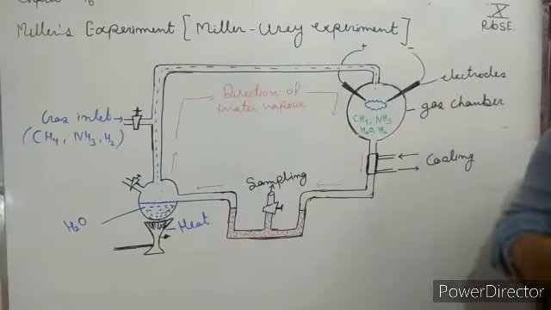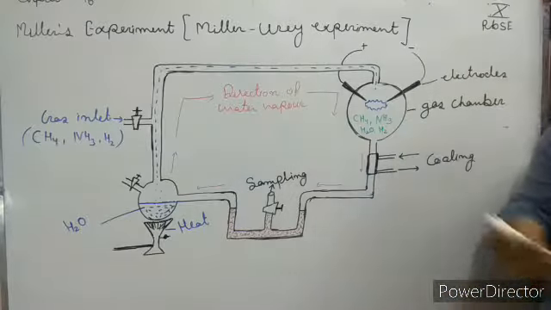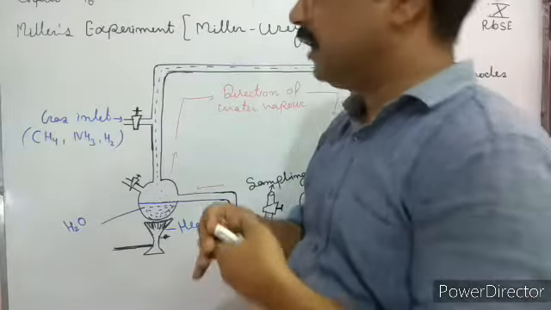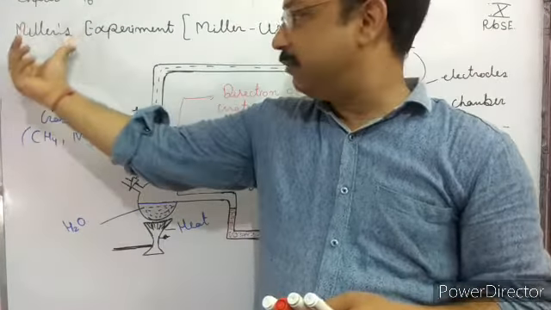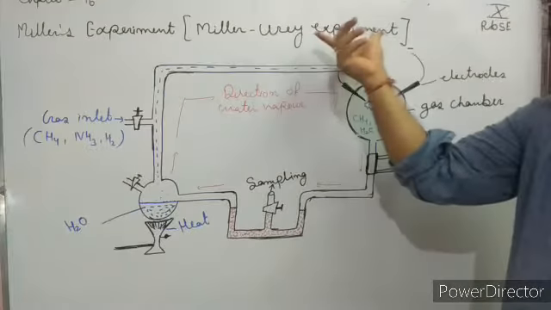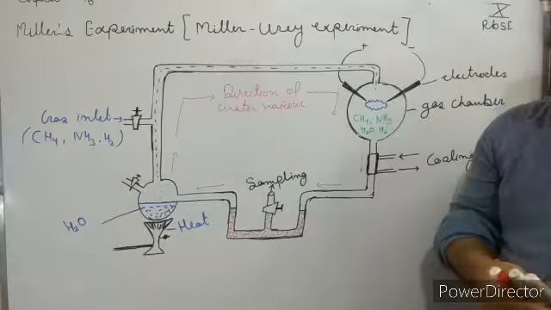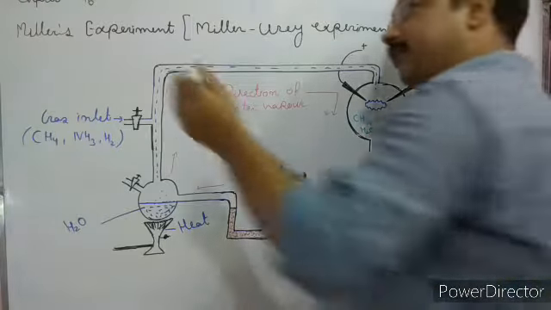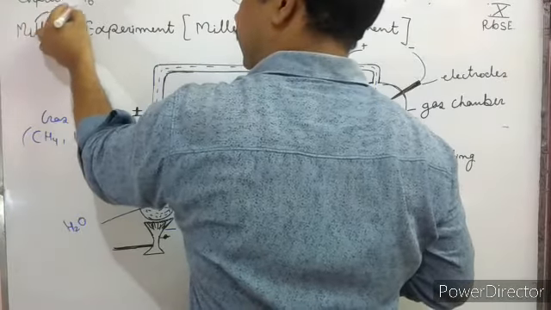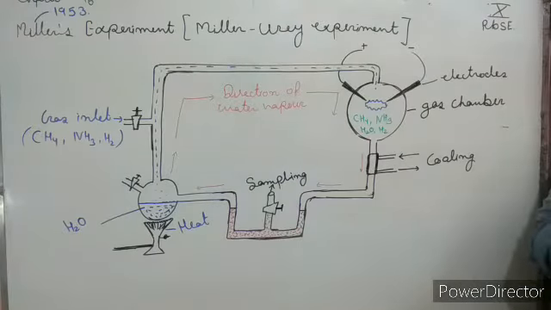That concept is okay, but there was something missing, which was experimental evidence, and this experimental evidence supporting Haldane and Oparin's concept was given by Miller. Sometimes it is also called the Miller-Urey experiment. So either Miller's experiment or the Miller-Urey experiment. Got it? It was given in 1953.